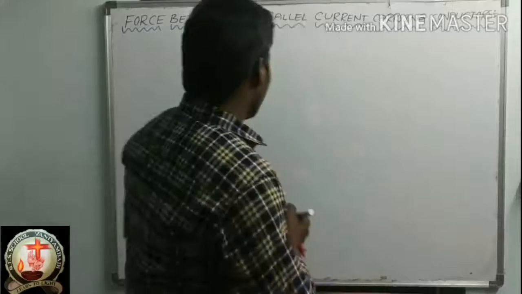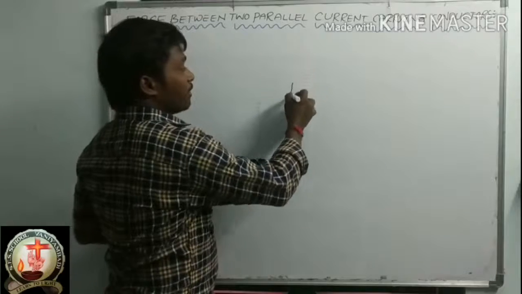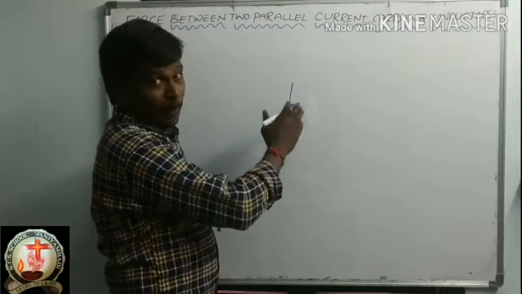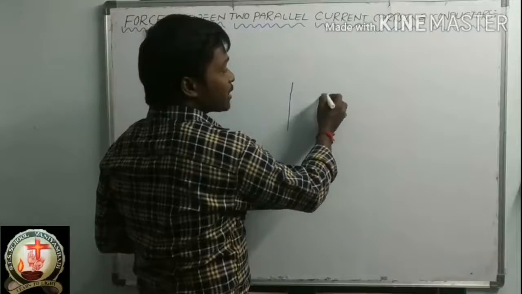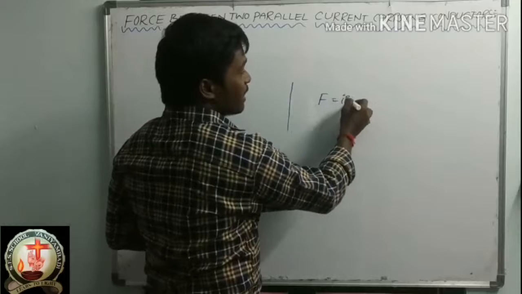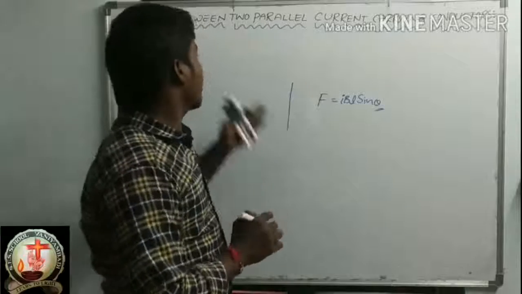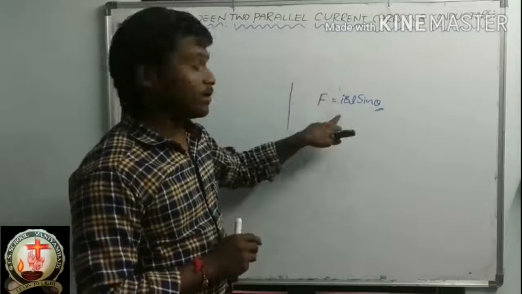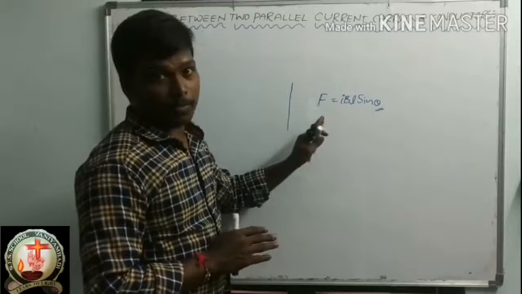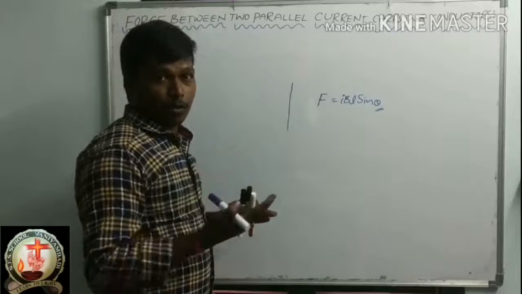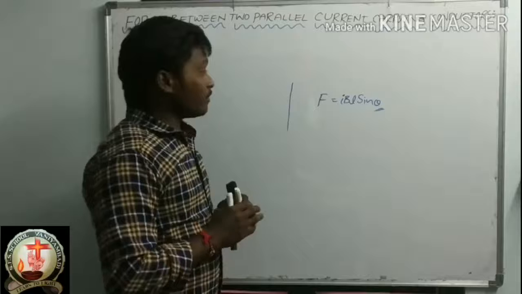Whenever a current carrying conductor is placed in the magnetic field, it will experience some force. What is that force expression? F is equal to IBL sin theta. Correct. Please remember this, because today's concept will depend on this expression only. If you have any doubts, please open your class notebook and see our previous class.